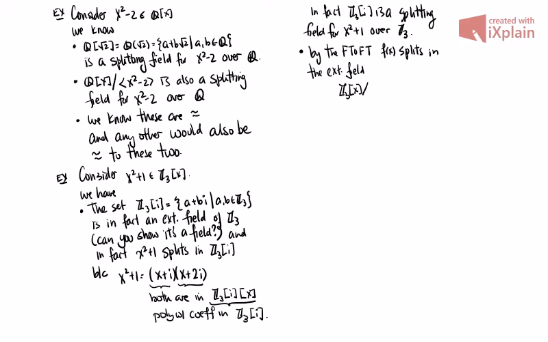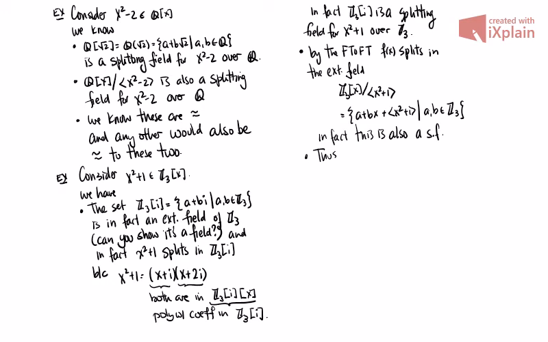Z3 adjoined x mod the ideal generated by x squared plus 1, where this thing looks like a plus bx plus the ideal, where a and b are in Z mod 3. And in fact, this extension field is also a splitting field. So thus we can say, similar to what we said before, that these two extension fields are isomorphic. And again, any other would be as well.